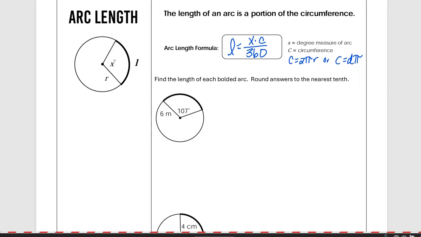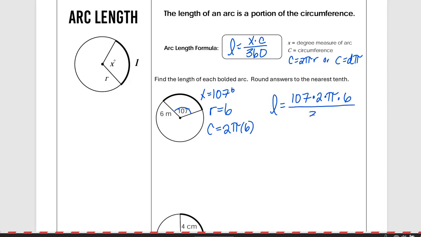So the first example, we want to find the length of the bolded arc. If the central angle right here is 107 degrees, that means X equals 107 degrees. Our radius is 6. So that means our circumference is 2 times pi times 6. We're going to put this information into our formula now. So our arc length is 107 times 2 times pi times 6, and that is all over 360.